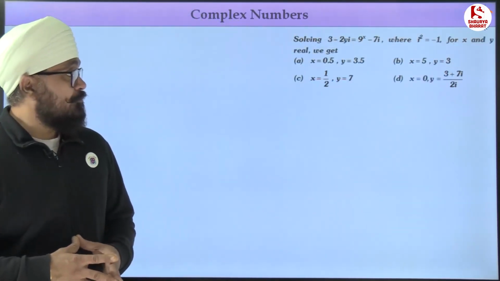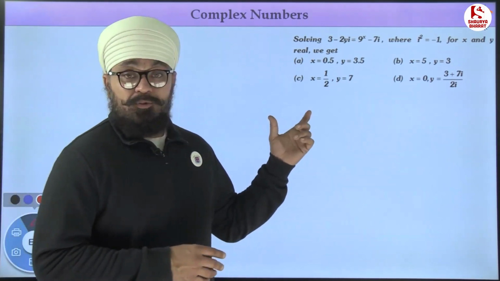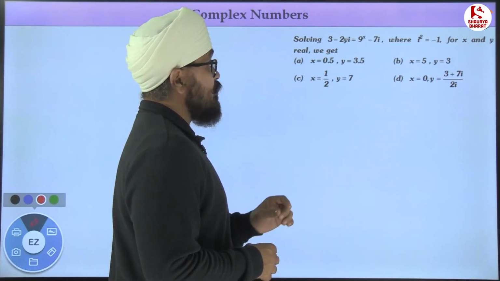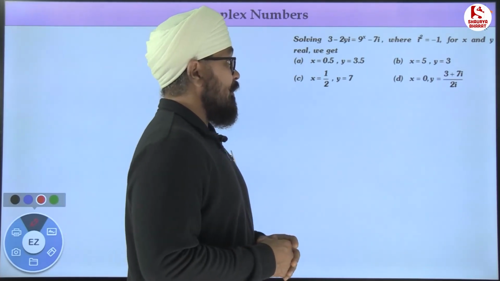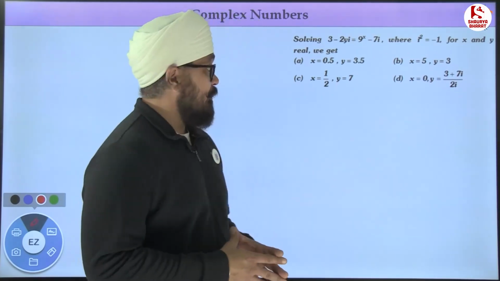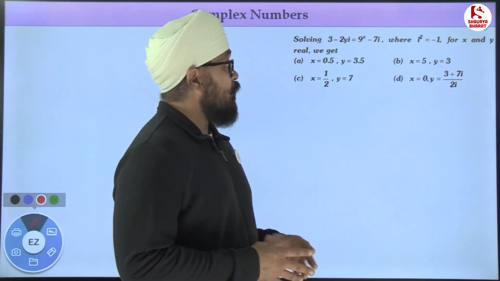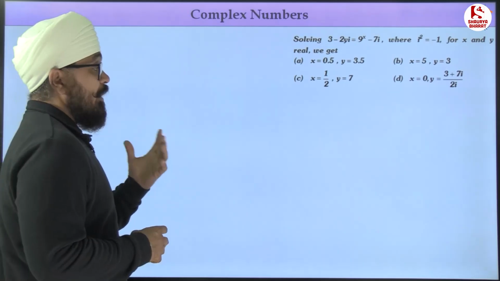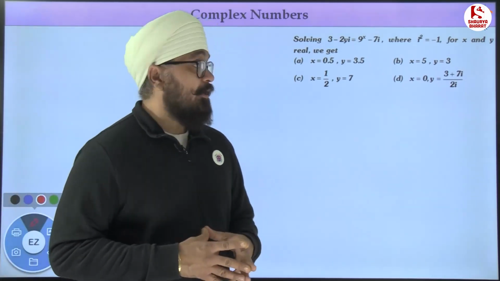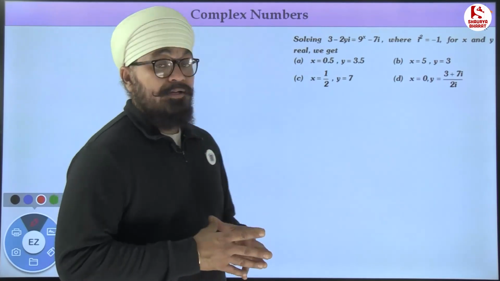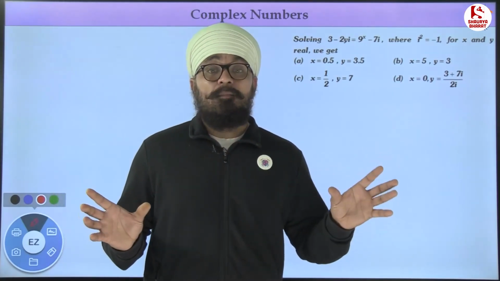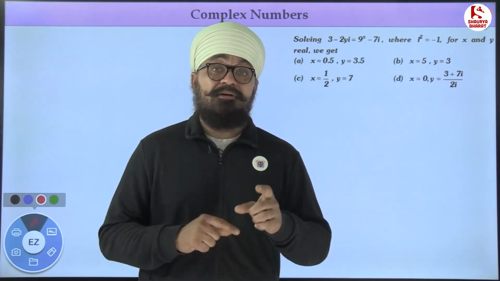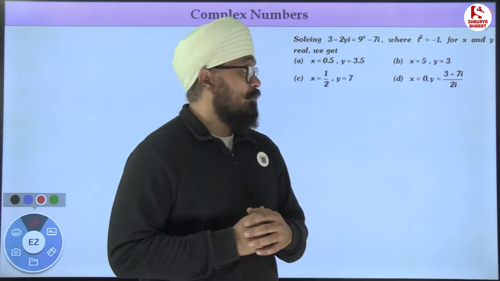Let us take a question in which an equation containing complex numbers is given, that is 3 minus 2y iota is equal to 9 to the power x minus 7 iota, where iota square, of course, is minus 1. For x and y real we have to check what the values of x and y are. Here a simple concept has been used, that we are comparing two complex numbers, where one complex number will be equal to the other only when their real parts are equal and imaginary parts are equal.